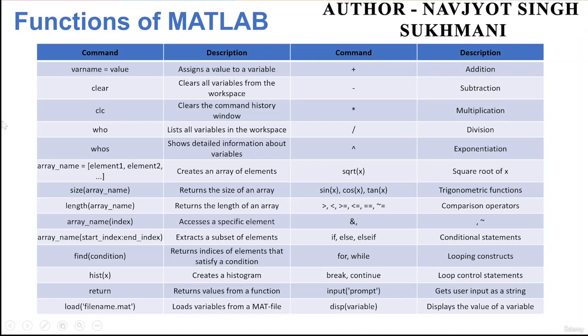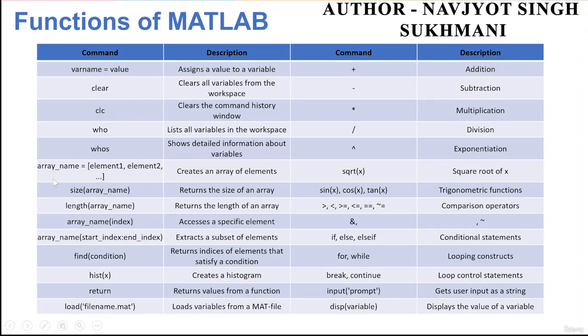Here you can see on the screen we have a table. In that table, the first column has the commands and the descriptions of the commands. The third column also has commands and descriptions. These are some basic commands which we use day to day, like assigning a variable, clear, close, clc, and all these things. All are mentioned here.